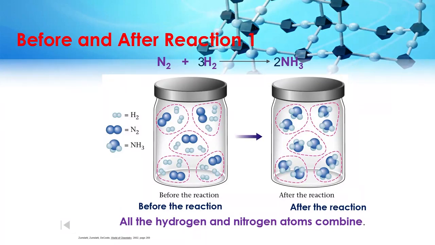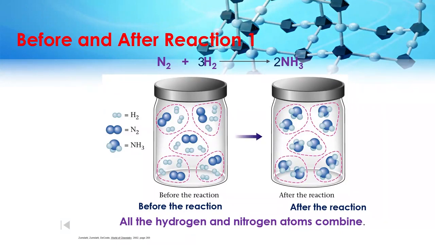1 mole of nitrogen will react with 3 moles of hydrogen to give 2 moles of ammonia, or 2 molecules of ammonia. 1 molecule reacts with 3 molecules to give you 2 molecules of ammonia. So for each molecule of nitrogen, there must be 3 molecules of hydrogen. For 1 molecule of ammonia, there must be 3 molecules of hydrogen.